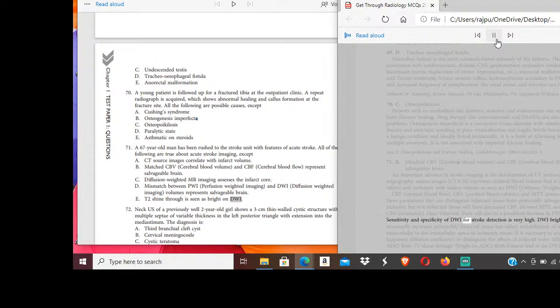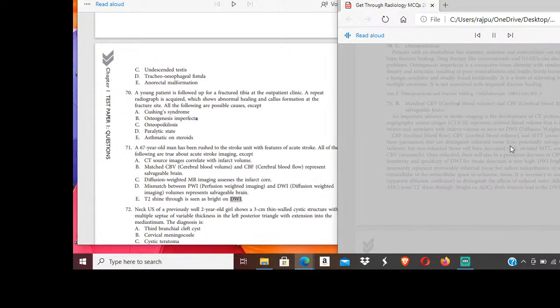Sensitivity and specificity of DWI for stroke detection is very high. DWI bright signals do not necessarily represent irreversibly infarcted tissue, but reflect redistribution of water from the extracellular to the intracellular space in ischemic tissue. It is necessary to analyze maps of ADC, apparent diffusion coefficient, to distinguish the effects of reduced water diffusibility, dark on ADC, from T2 shine through, bright on ADC. Both features lead to the DWI bright signal seen.